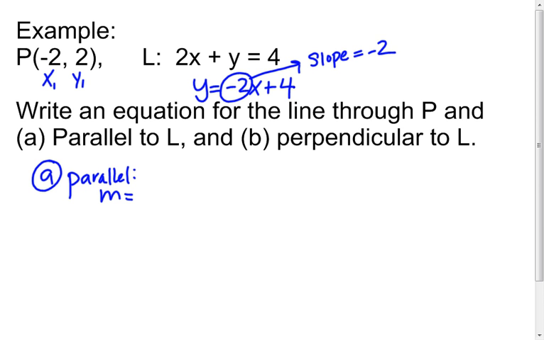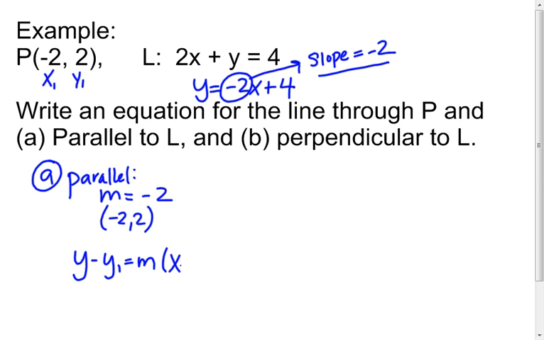So in part A, the slope of the line that is parallel to it, we know that parallel lines have the same slope. So up here, the slope was negative 2. Down here, the slope will also be negative 2. Okay, so I'm going to use a slope of negative 2, and I'm going to use the point that I gave you up above, which was negative 2, 2. Okay, and then of course I'm going to plug it into y minus y1 equals m times x minus x1. I'm actually not going to go through that one because I think you can handle it. Okay, then to do part B, which is the perpendicular line.